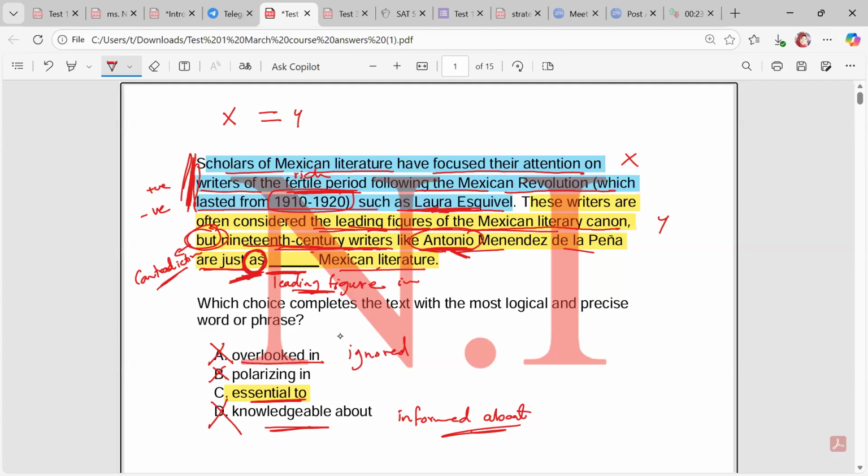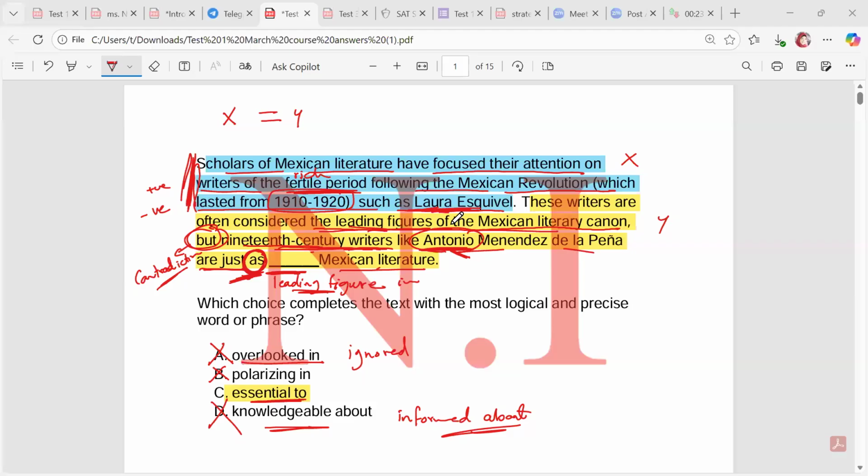The other options will not work. No division for polarizing, no ignoring, as ignored, as overlooked. The previous ones are not overlooked. Is it clear? Knowledgeable about, informed about. We didn't talk about how much knowledge they have. That's why. Since I have here as, which is similarity, that's why. Yes, Jana.